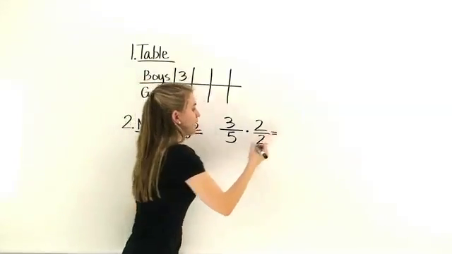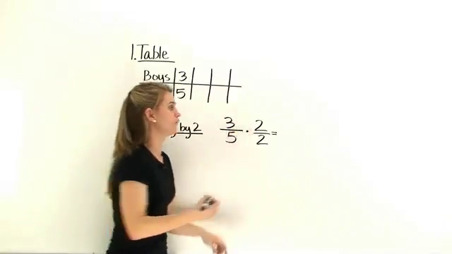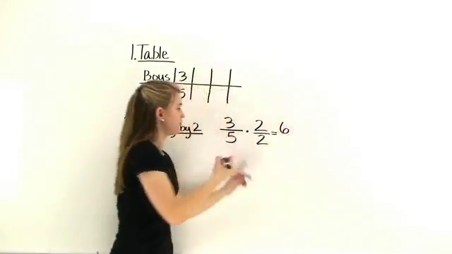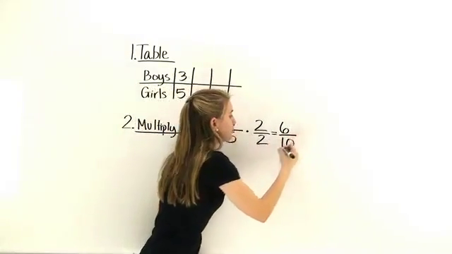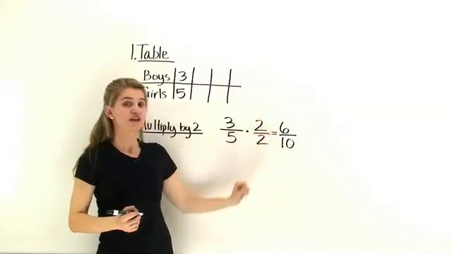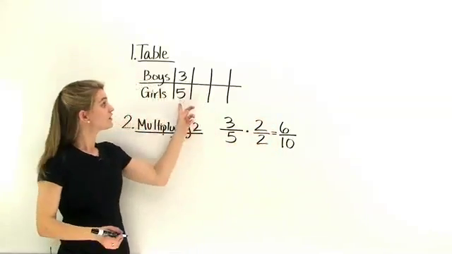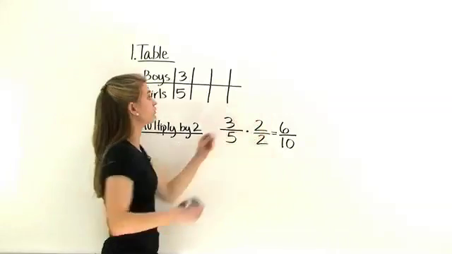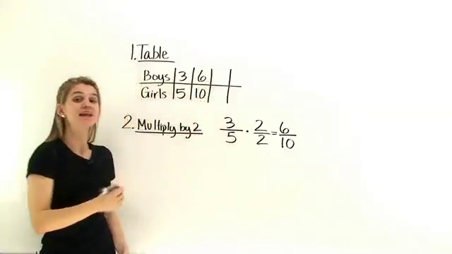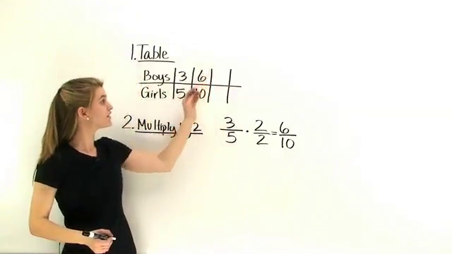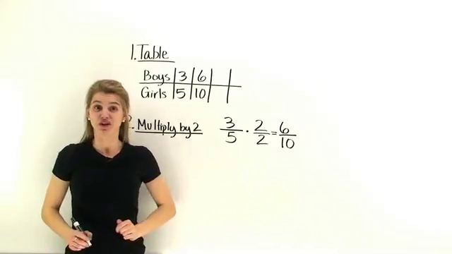If we multiply both 3 and 5 by 2, 3 times 2 is equal to 6. 5 times 2 is equal to 10. So we get the ratio 6 to 10. That means 6 to 10 is an equivalent ratio to 3 to 5. So we can write 6 to 10. That means in this class, if there were 6 boys, there would be 10 girls. We need another equivalent ratio, though.